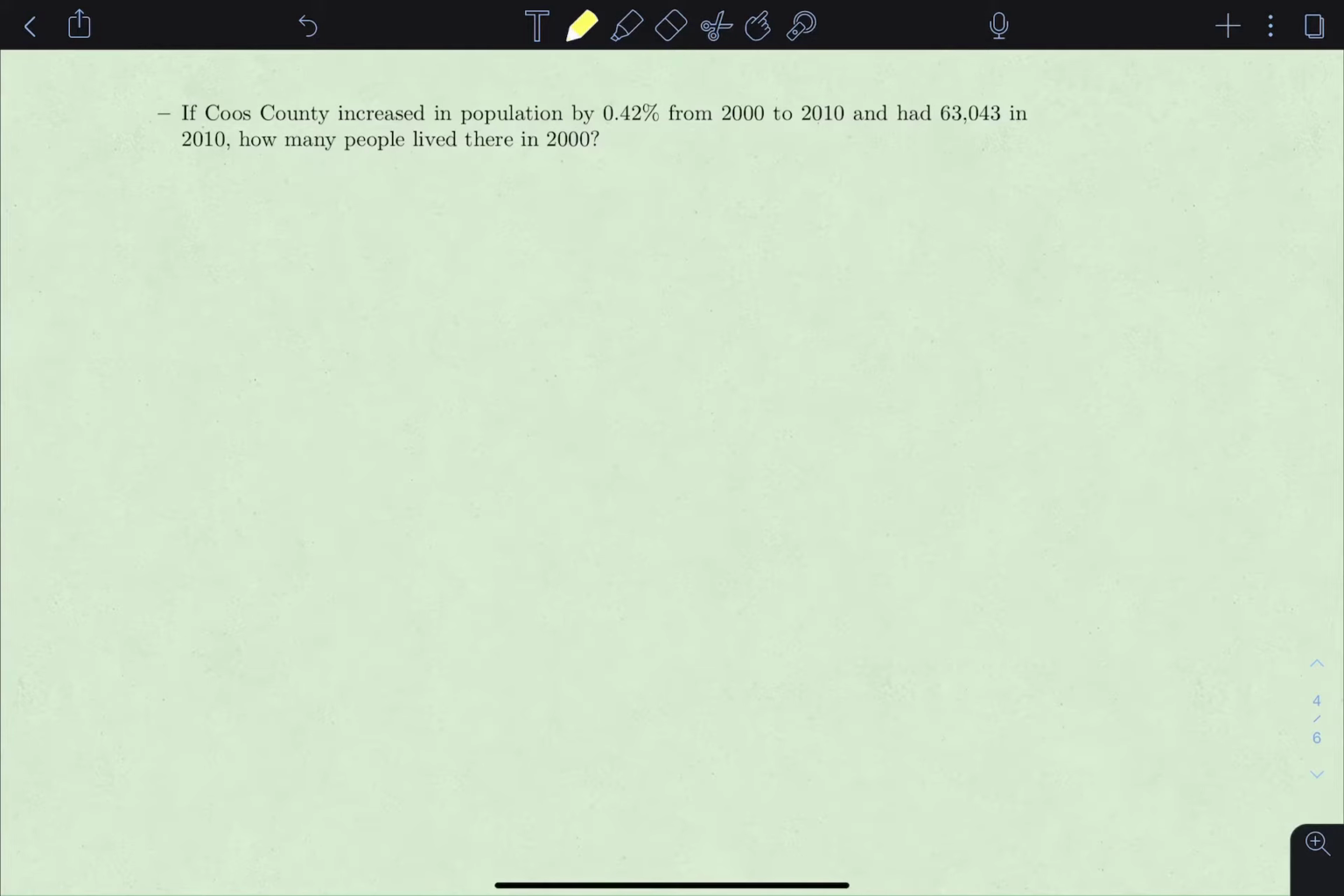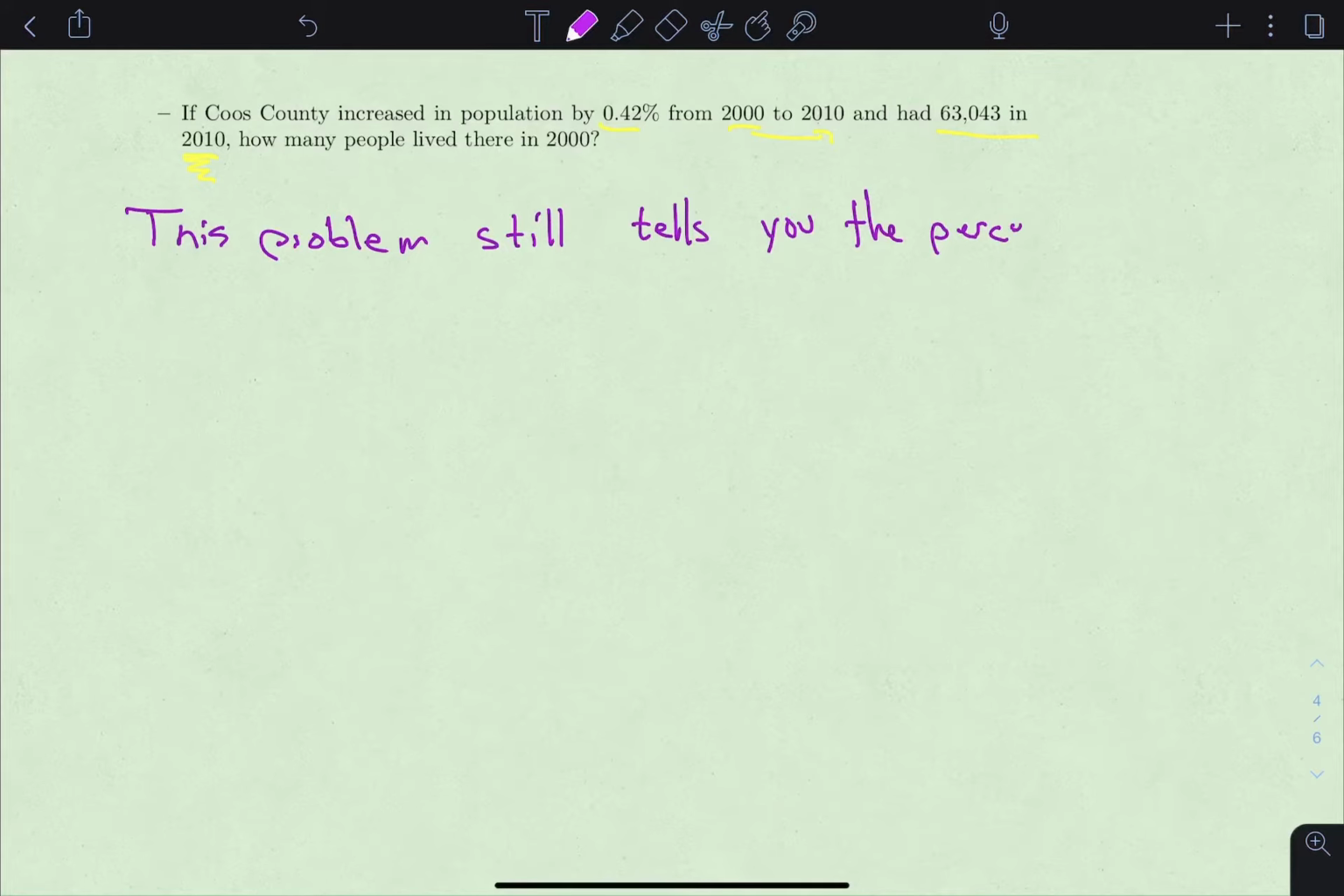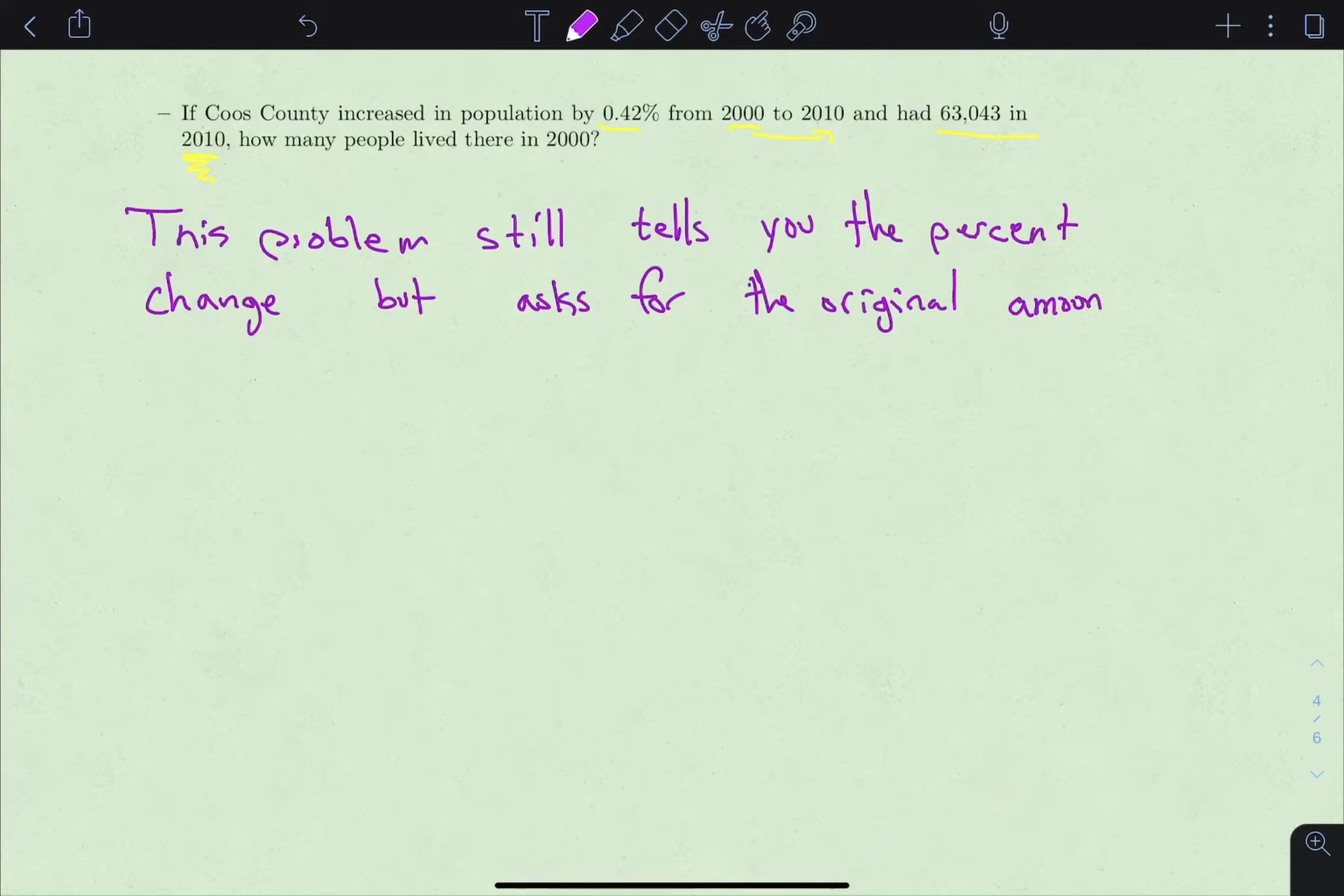Here we got another county, Coos County. Its population increased by a percent from 2000 to 2010, and what they tell you is the population in 2010. So it's important. All the problems that we've had, we've been kind of given an original and calculate a final based on the growth. This problem still tells you the percent change, but asks for the original amount, instead of the final. And I mean, importantly, they do tell you the final amount. They'd have to tell you one of those two.